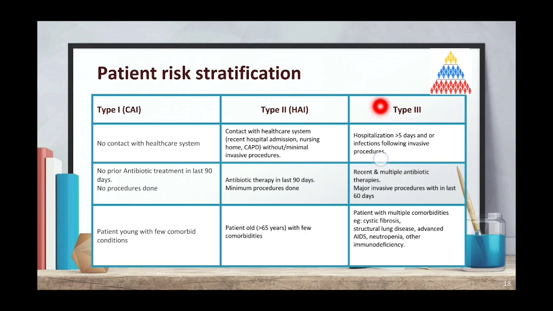And in the type 3 category, they have hospitalization greater than 5 days or infections following invasive procedures. They have received recent multiple antibiotic therapies and have had major invasive procedures within the last 60 days. Also, patients with multiple comorbid conditions, for example, cystic fibrosis, AIDS, neutropenia and other immunodeficiency diseases.